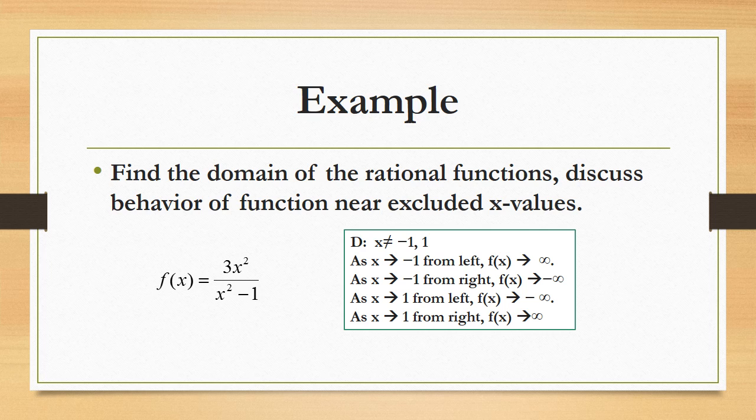So if you're looking at the graph, as x approaches negative 1 from the left, f of x, the graph, goes up toward infinity. As x approaches from the right, it goes down toward negative infinity. As x approaches positive 1 from the left, it goes down, and then as x approaches positive 1 from the right, it goes up. So you're just describing, does it go up or down as your x values approach that particular value that it's not allowed to really equal.